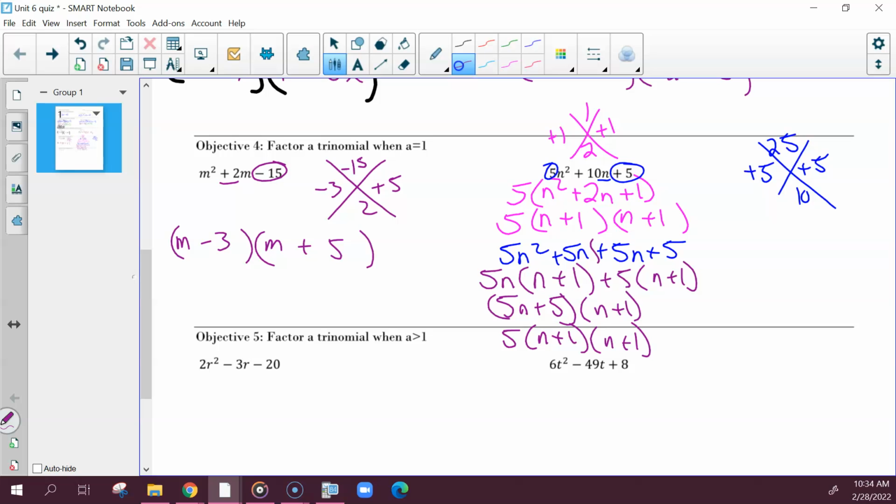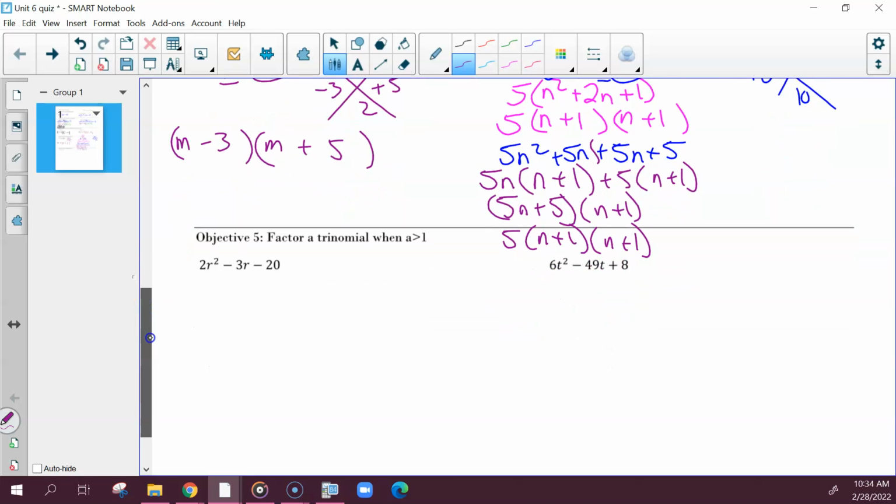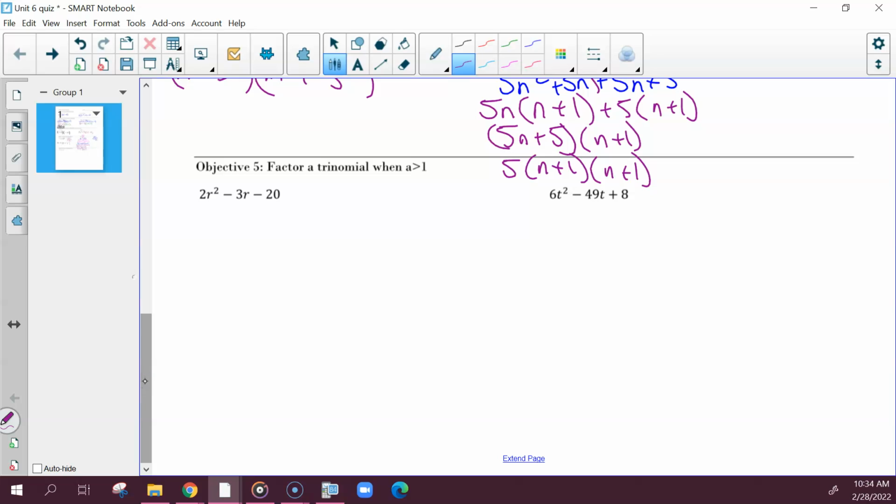For the last objective, the method we just did, we're going to be doing that here. Look and see, does it have a GCF? This one does not. So we can go directly in, take 2 and negative 20, multiply them together. So we're looking for two numbers that multiply to be negative 40, but add to be negative 3. You may need to list out your factors for any of these. But what two numbers would work?